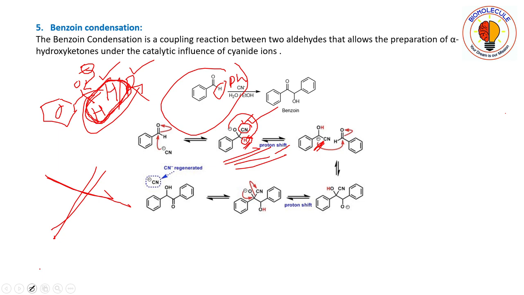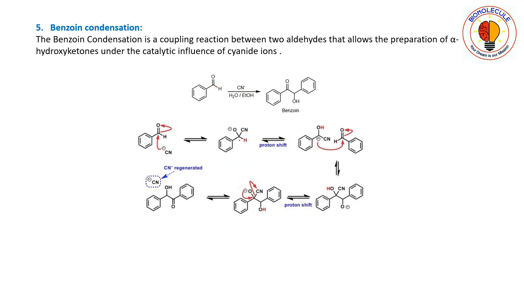Now why is it 1,2? Since from this first carbon atom and this oxygen atom, so 1,2, this proton is shifting from one to the second carbon, that is, a 1,2 proton shift is taking place. Now this carbanion will go and attack the second benzaldehyde molecule to give you this intermediate.